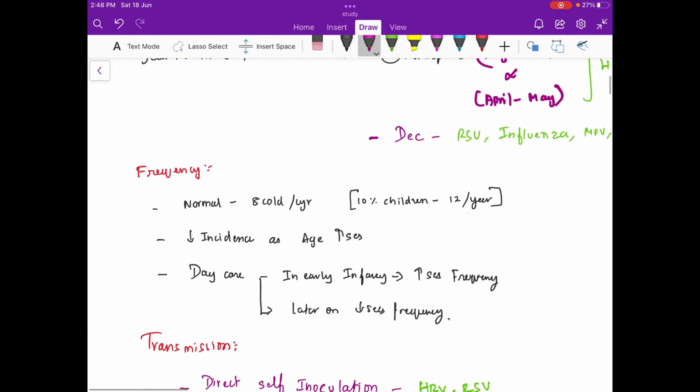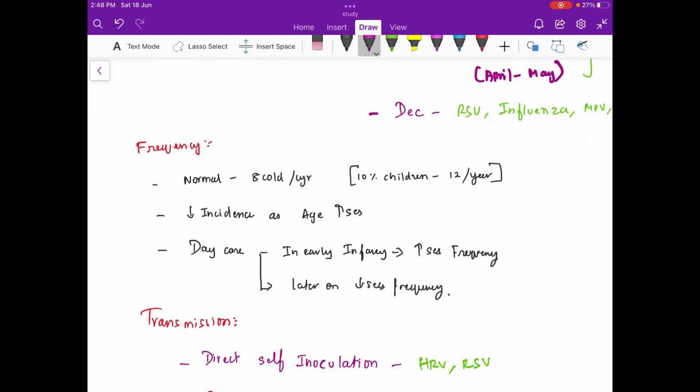Coming to the frequency, this will be an obvious question raised by the parents: my child is getting frequent colds. It is normal. On an average, in studies conducted, children are observed to have about 8 colds per year, and 10% of the children can even have up to 12 cold episodes per year. And as the age increases, the incidence decreases.